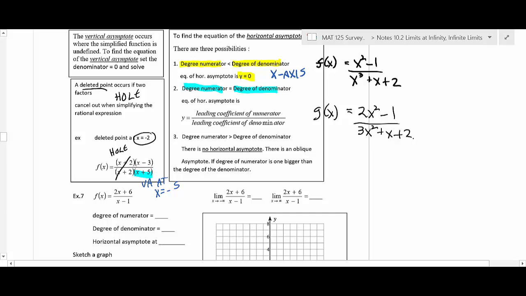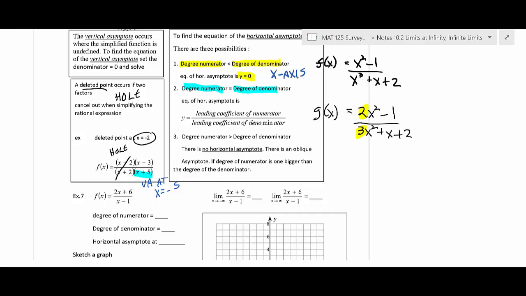What's the degree of the numerator? 2, highest power. What's the degree of the denominator? 2. They are the same. So the answer is right there, 2/3. It's the ratio of those numbers right there. A leading coefficient is the number in front of the highest power. So that would be your horizontal asymptote, y equals 2/3.